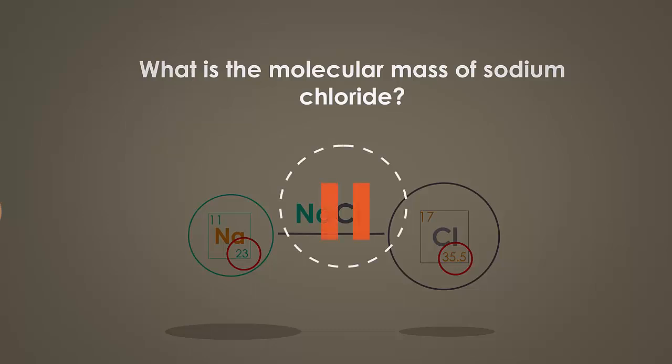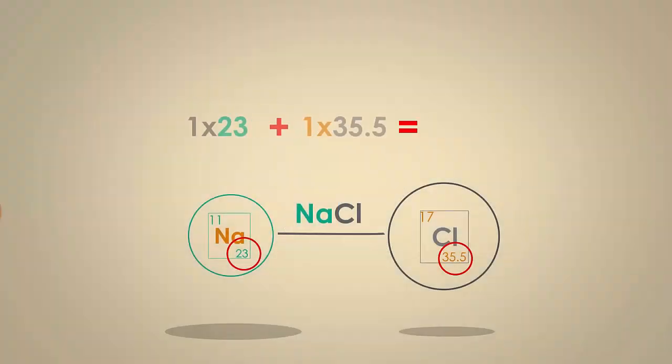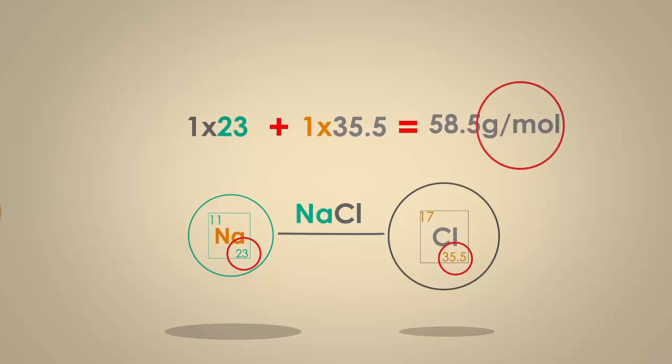Pause the video whilst you work it out. The molecular mass of sodium chloride is 58.5 grams per mole. Did you get that right? Don't forget your units.